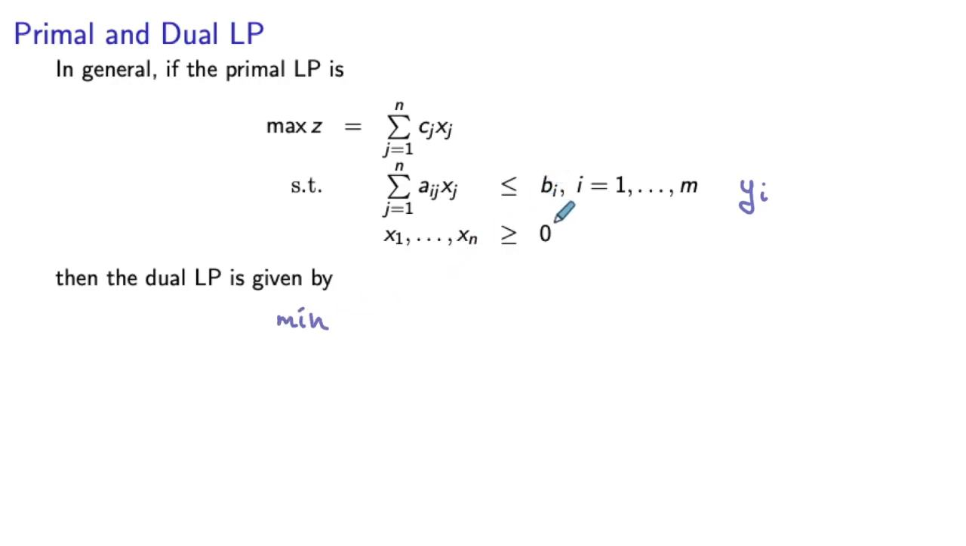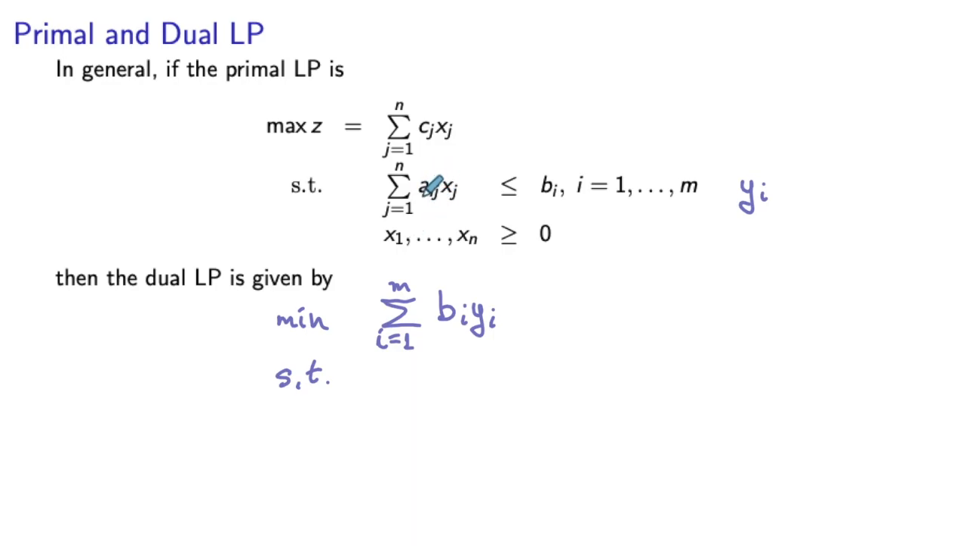And now the right-hand side of the primal becomes the coefficients in the objective of the dual. So we have the summation of bi yi for i between 1 and m. And we have the following constraints. The constraints are formed by looking at the columns of the primal problem, and for each variable of the primal problem, we will have a constraint in the dual problem.